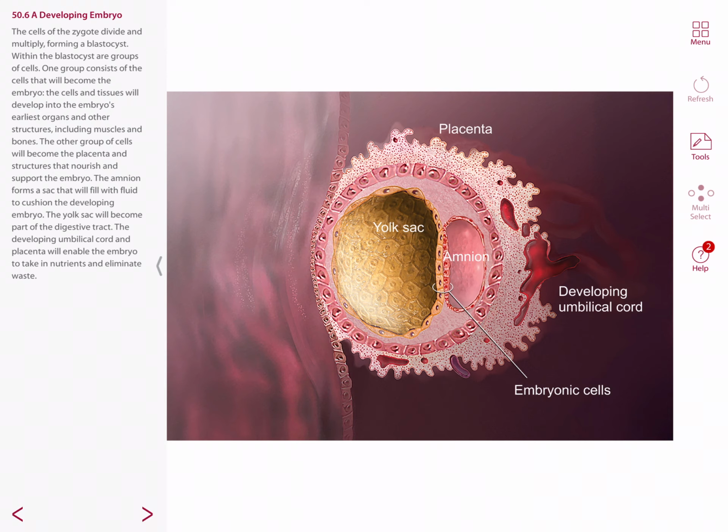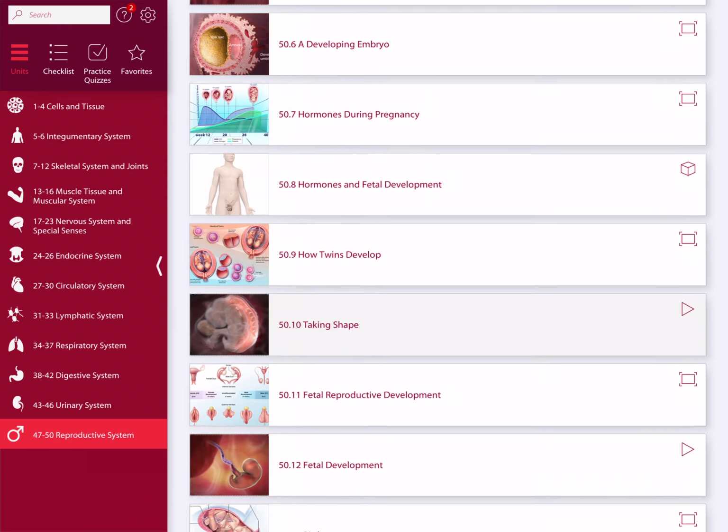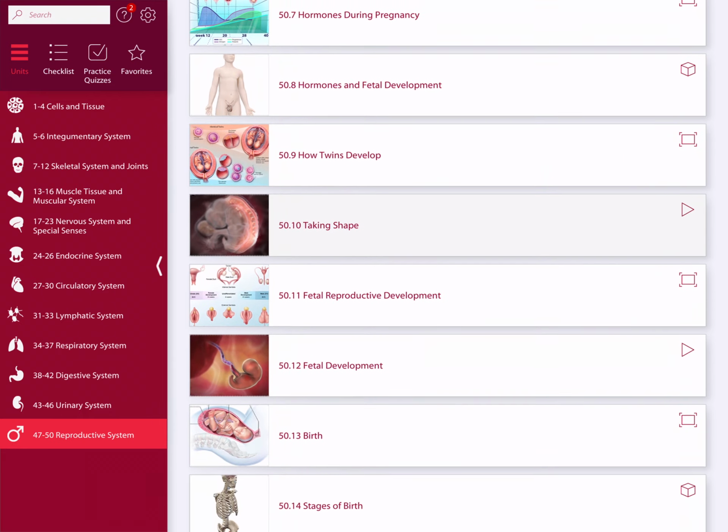You can see the placenta there. The placenta is actually its own separate organ. So believe it or not, women grow an additional organ just to support and sustain that embryo as it develops into a fetus.